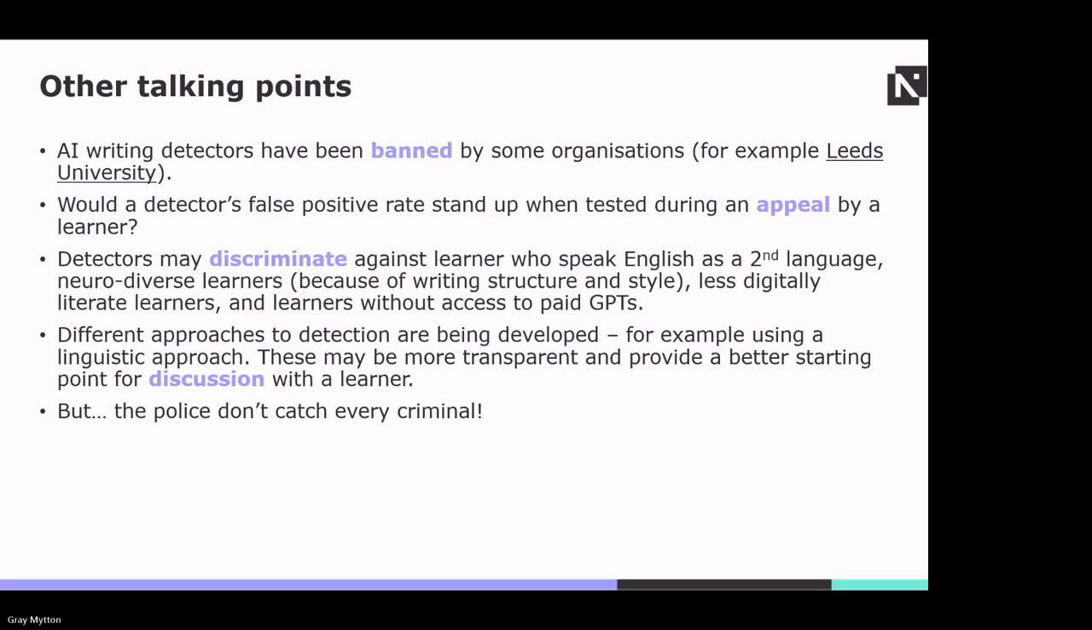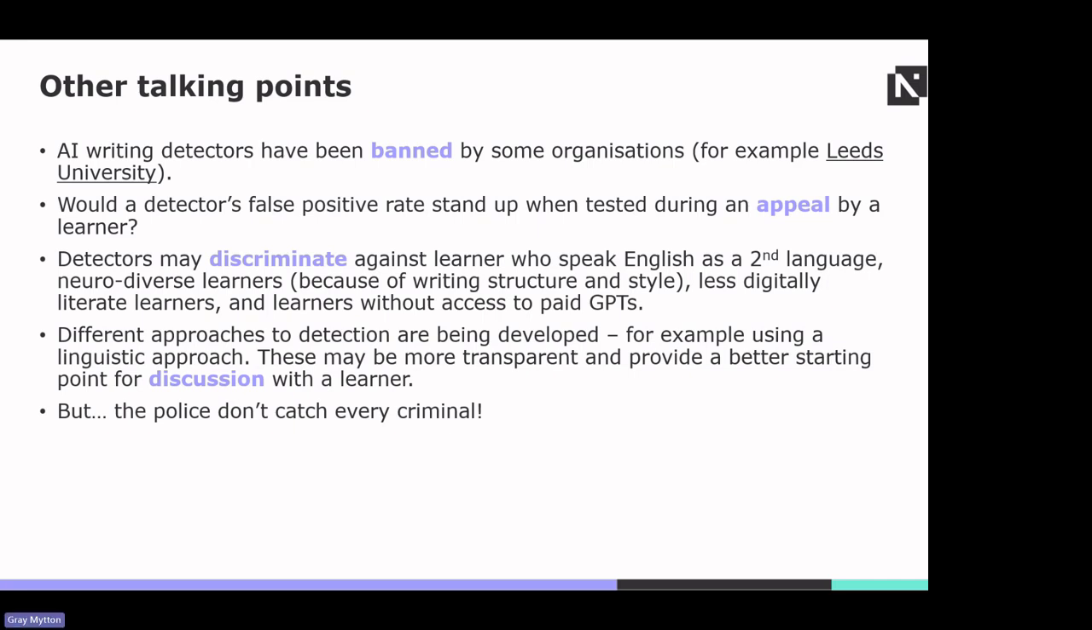There are some other detection methods being developed. One uses a kind of linguistic approach that looks at the language rather than the variance and the structure. That might be a good approach, but to be honest, it's early days for these, so we don't have any working examples that we can use. At the moment it's a theoretical approach, but taking a linguistic approach at least gives you a really good starting point for a discussion with your student about the language choices they're making, because it's almost automatically transparent. You can see and talk about the language choices. There's no statistical prediction behind it.